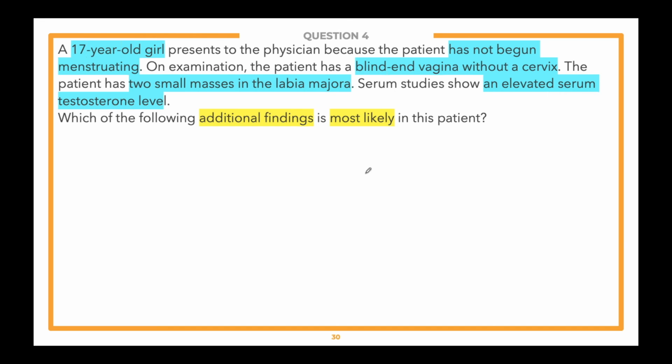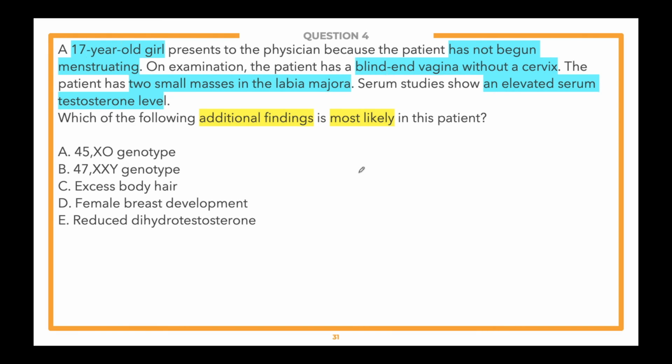So what we've got to do is, one, come up with the most likely condition or diagnosis, and two, figure out what an additional finding of that condition is. So a two-step question here. Let's take a look at those answer choices. Answer choice E, reduced dihydrotestosterone. D, female breast development. C, excess body hair. B, 47XXY genotype, and A, 45XO genotype.